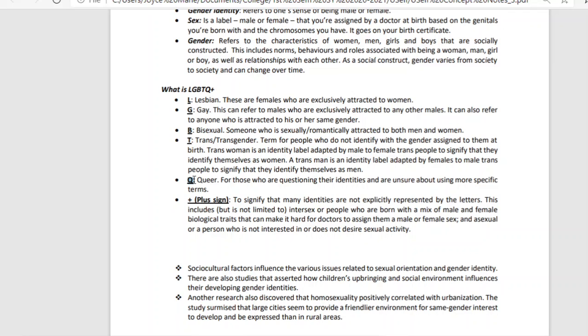Okay. And then for plus or plus sign, this is to signify that many identities are not explicitly represented by the letters. This includes, but is not limited to, intersex or people who are born with a mix of male and female biological traits that can make it hard for doctors to assign them as a male or female sex, and also asexual or a person who is not interested in or does not desire sexual activity.